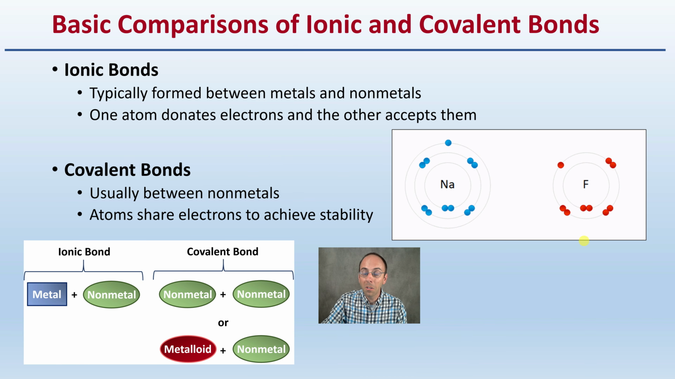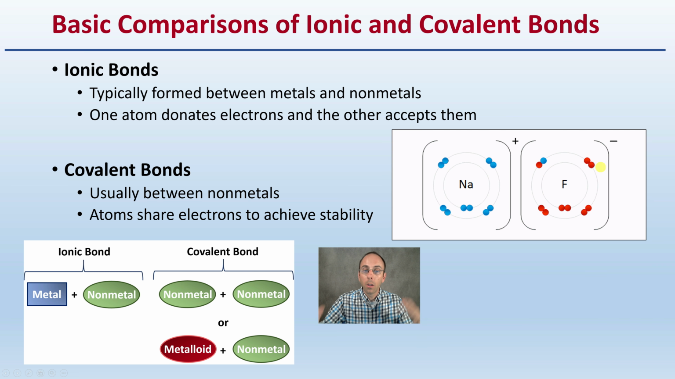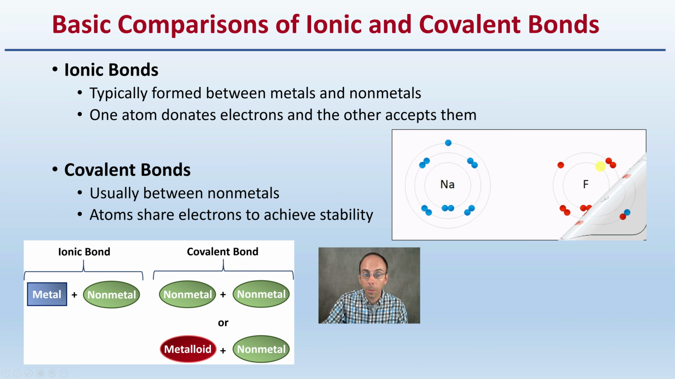On a more chemical note, ionic bonds are typically formed between metals and nonmetals. One atom donates electrons while the other atom accepts them. We can see that here, where this electron is being donated, being transferred over. Then we get a partial positive and negative charge, and those come together to form ionic bonds.